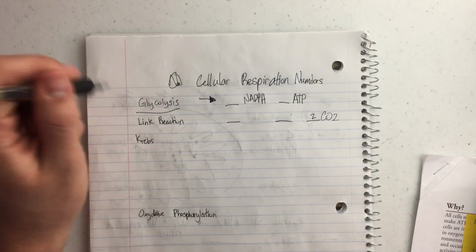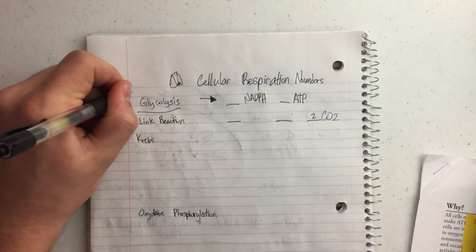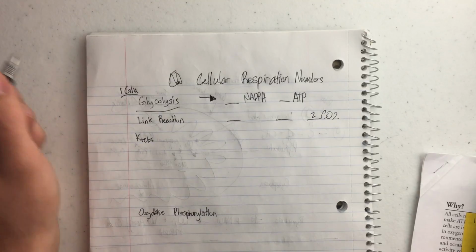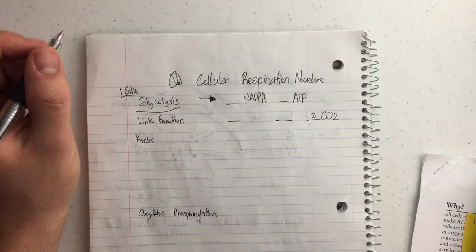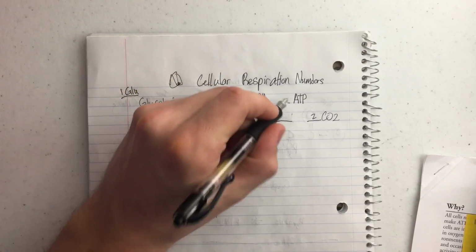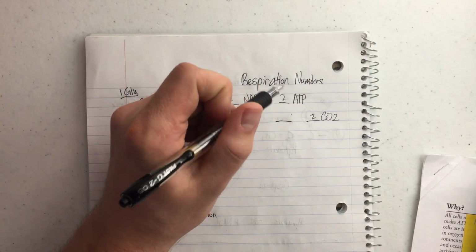First I want to start with the glycolysis reaction. Remember, we put in one glucose, so we're going to be following this reaction through with one glucose and the oxygens, okay? Our one glucose through glycolysis is going to yield 2 NADPH, and it yields a net of 2 ATP.